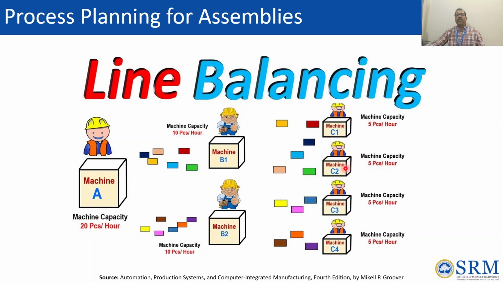Again, C1, C2, C3, C4 machines are there. Maximum they can handle 5 pieces per hour. It is not necessary to give 5 pieces to one particular machine and keep the other machines idle. We need to divide equally and give. Then only the machines perform efficiently. Otherwise, sometimes failure may occur. So that is what line balancing is all about. We have to be very careful about this process if we are going for assembly.